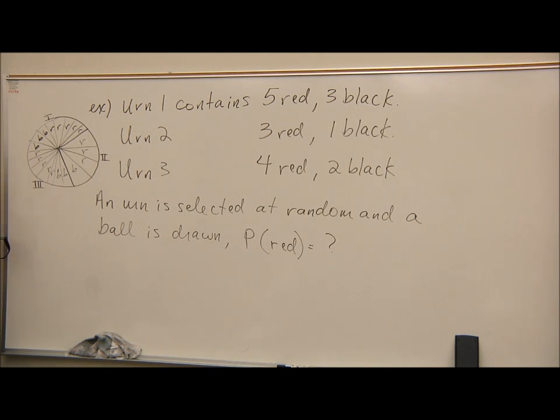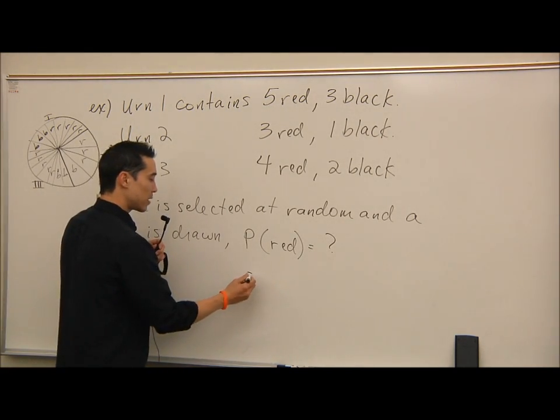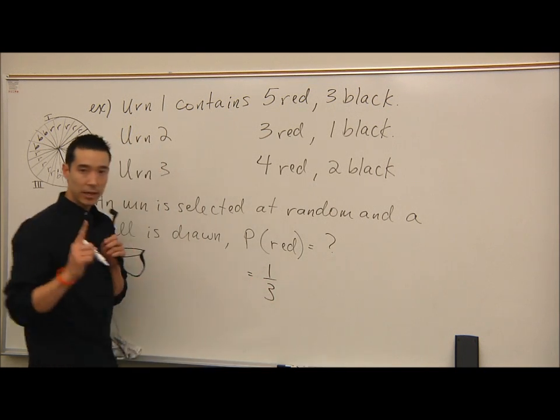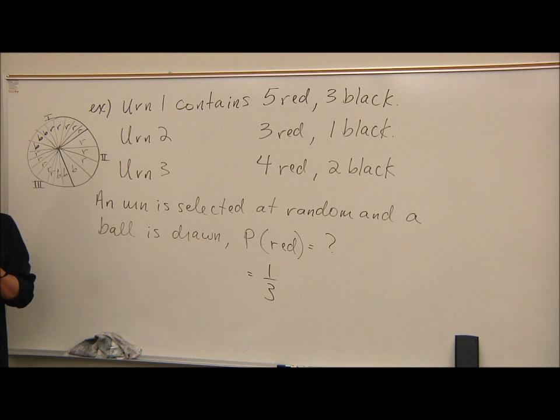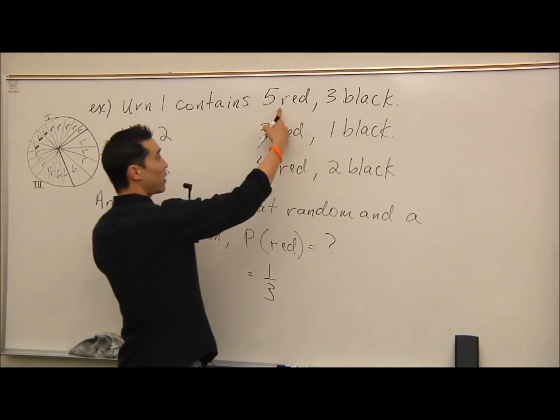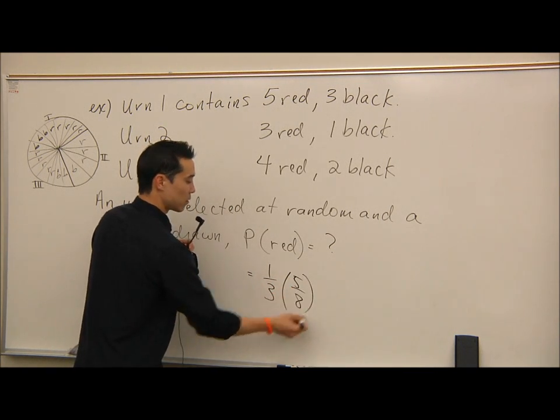So what we want to visualize is you have a 1/3 chance of being in each of these, and then once you're in each of those, it has a specific area that's red versus black. Okay? So the way you handle a problem like this is you have to visualize and look at each section. So the way I do the probability of red is I have a 1/3 chance of being in urn 1, and then if I am in urn 1, what's the probability of red? Well, you have 5 red, 3 black, so you have 5 out of 8.